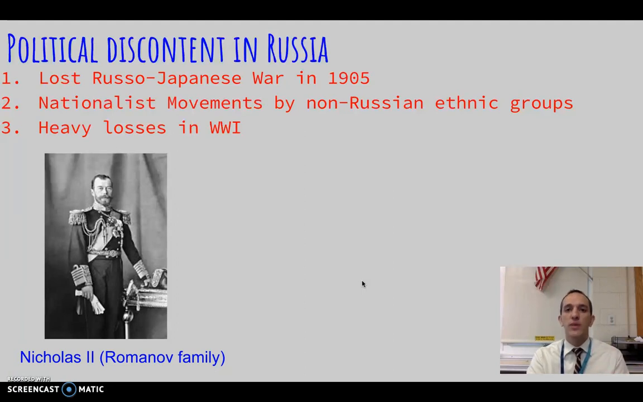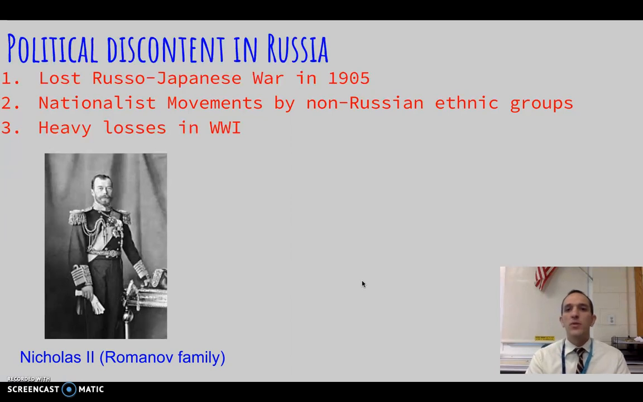They've just gone through the Meiji Restoration 40 years before, and now they're beating big bad Russia, which shows a lot about Russia. Also, there's a lot of nationalist movements. Remember, nationalism is on the rise before and after World War I, and a lot of people who aren't Russian but live in Russia want their own country.